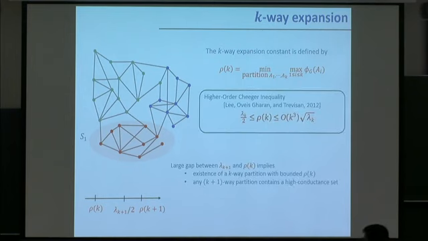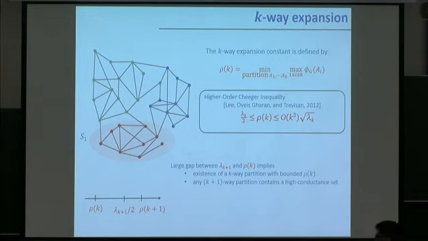So recently, Lee, Oveis Gharan, and Trevisan showed that the behavior of rho K is very similar to the standard case of graph conductance. Namely, we can approximate rho K with respect to lambda K as well. Okay, so let's look at this higher-order Cheeger inequality for a while and see what it tells us.